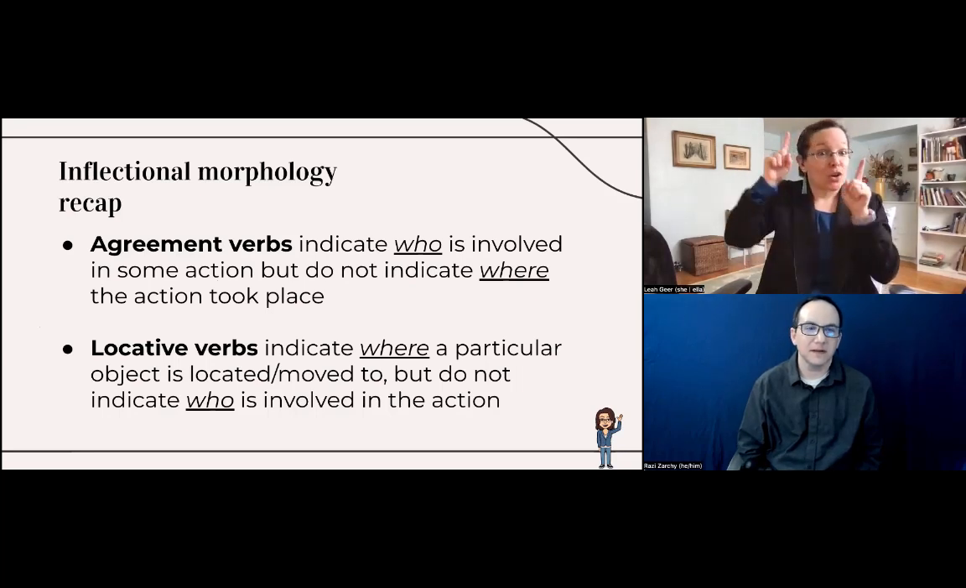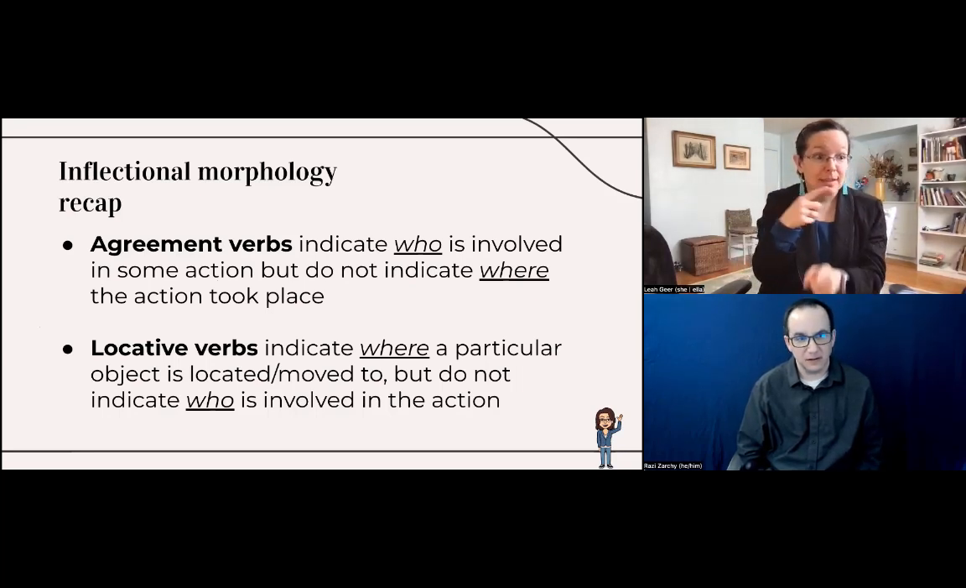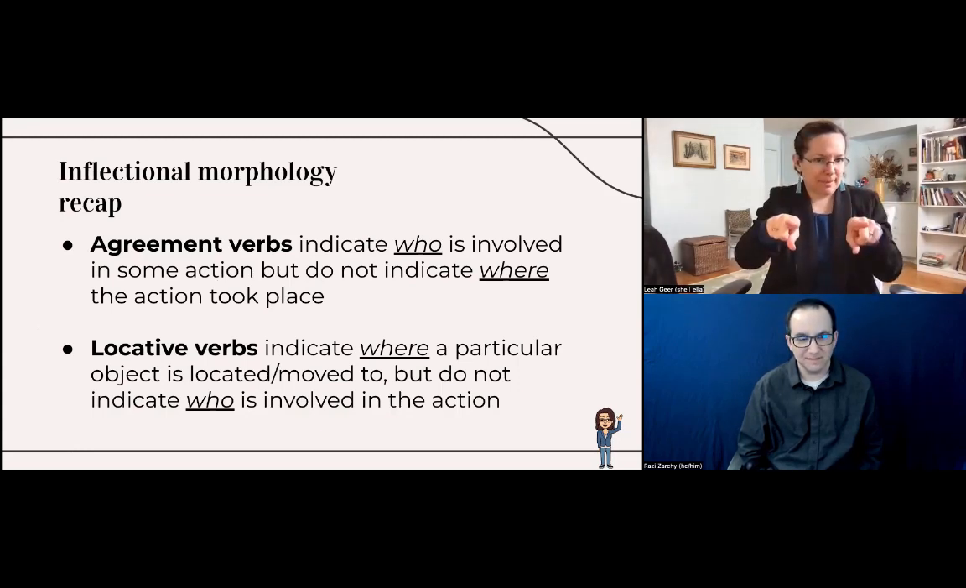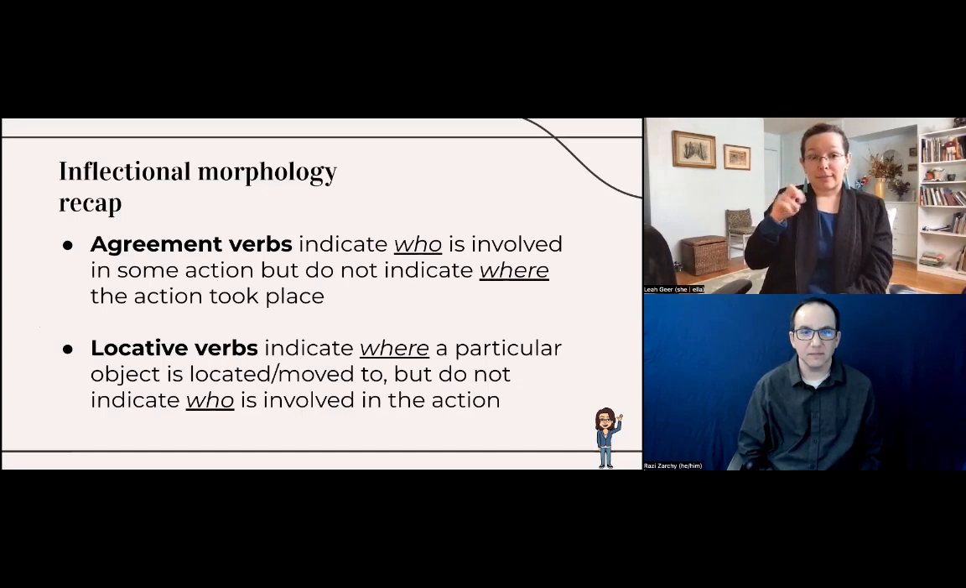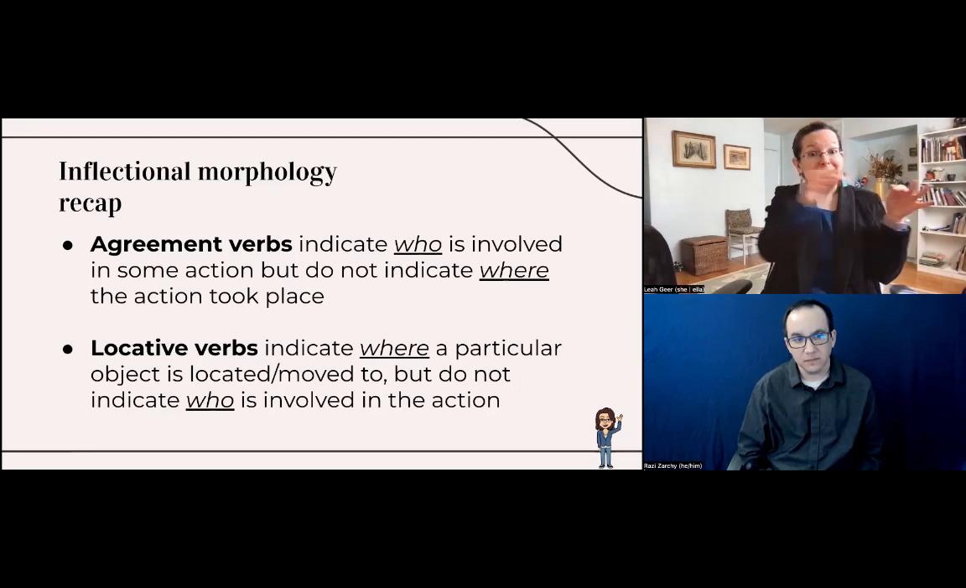Okay, wanted to make sure that I had this slide here. Now, for inflectional morphology, agreement verbs, just as a recap, indicate who is involved. They don't, however, show us where the action happened, whereas locative verbs are those that tell us where something happened, where something moved to, but they don't tell us who did the moving and from whom it went, or rather to whom it went.